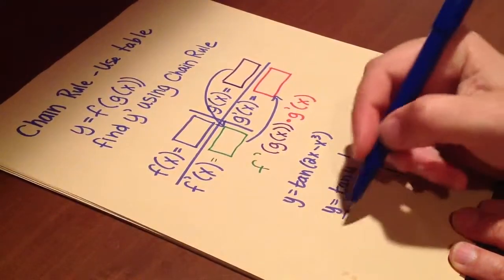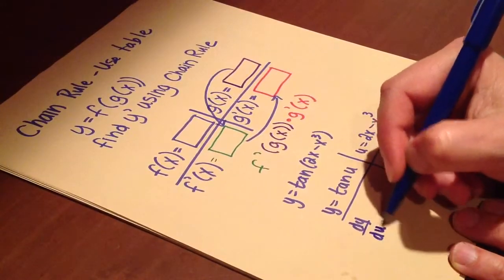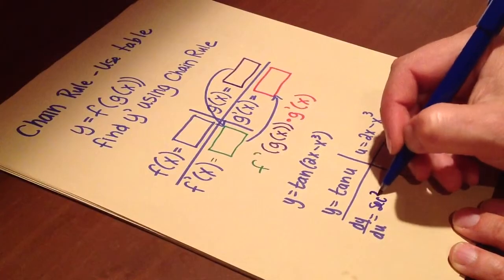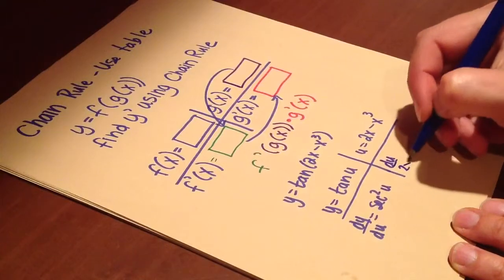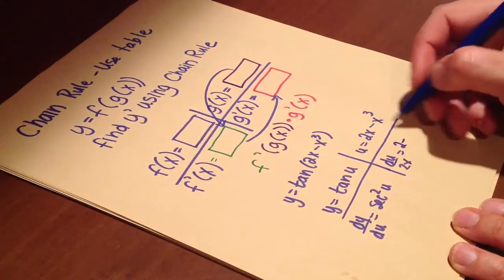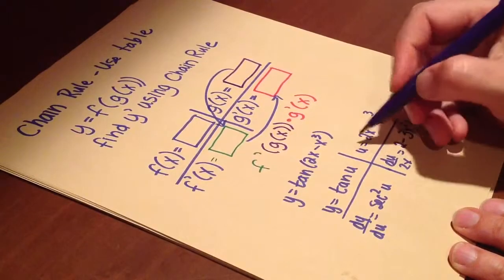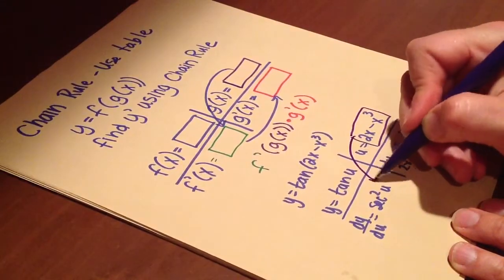Okay, now I'm going to take the derivative. I want to know what dy is, and I'm going to do it with respect to u. So the derivative of the tangent is secant squared u. And then du dx is going to be the derivative of 2x, which is 2, and the derivative of x cubed is 3x squared. Okay, now using the color coordination here, this is going to be the inside of u that's going to get plugged into here.